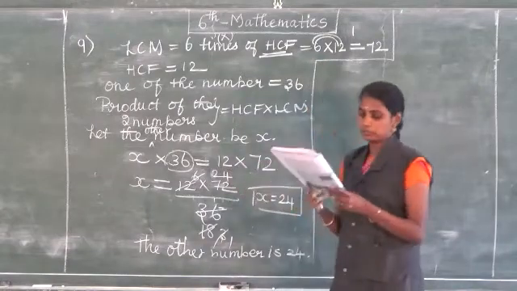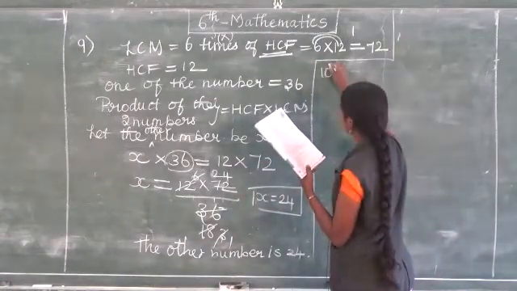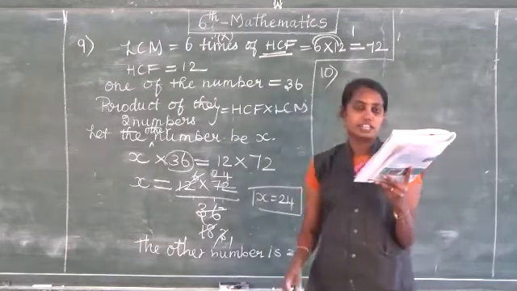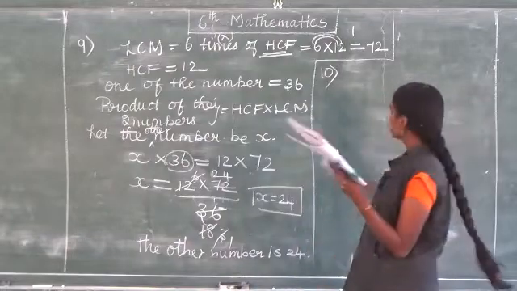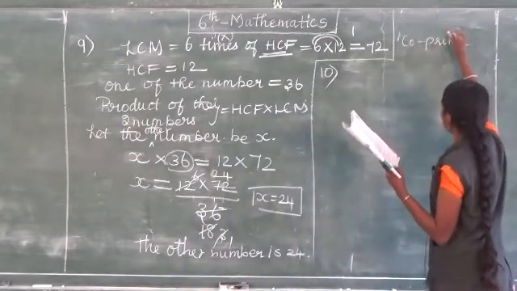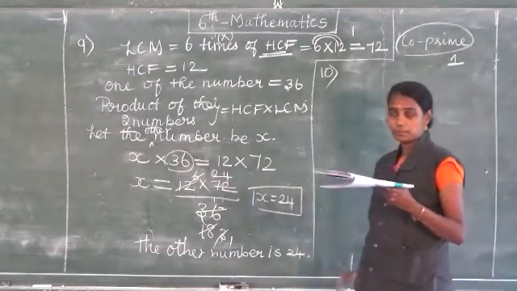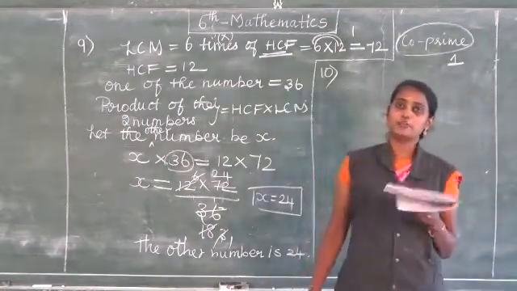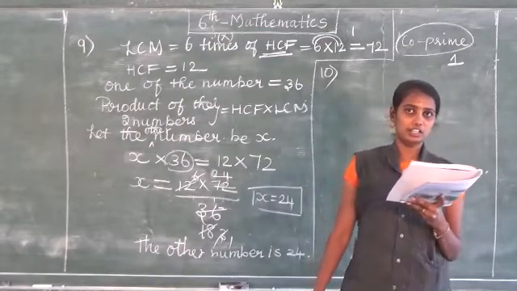Next, objective type question, question number 10. Which of the following pairs is co-prime? What is meant by co-prime? Co-prime means it has only the common factor 1. The pair of two numbers must have only the common factor 1.